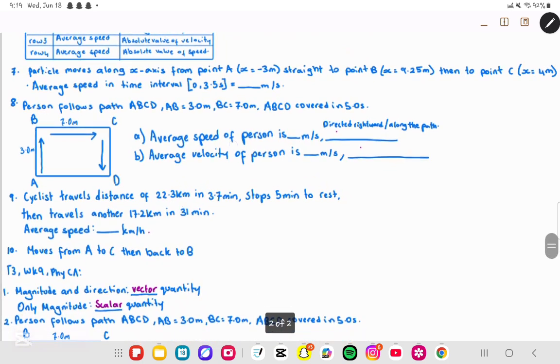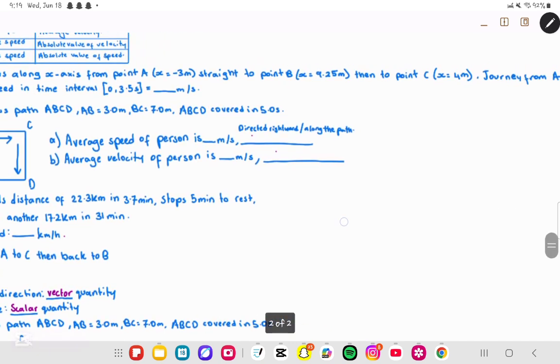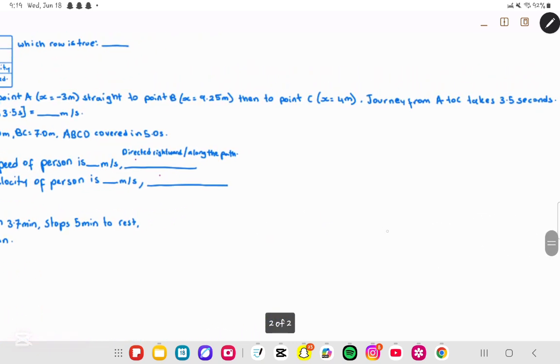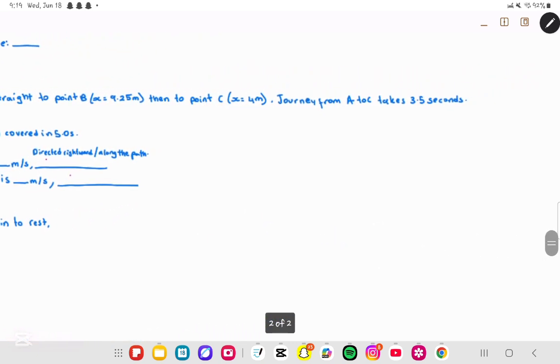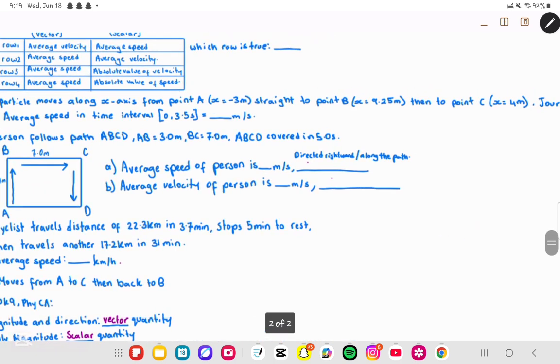We'll move on to question number 7. A particle moves along the x-axis, okay? From point A, x equals minus 3 meters, straight to point B, x equals 9.25 meters, and then to point C, x equals 4 meters. The journey from A to C takes 3.5 seconds. So how do you find the average speed?